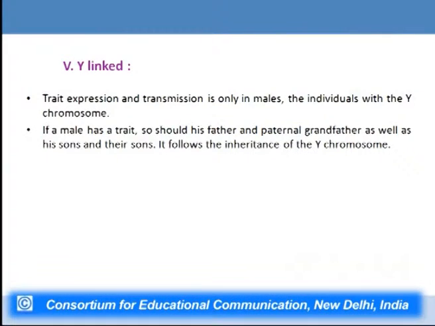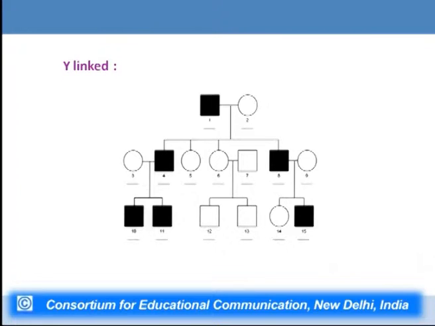The next type of inheritance is Y-linked inheritance, where trait expression and transmission is only in males, the individuals with the Y chromosome. Females do not express these traits. If a male has a trait, so should his father and paternal grandfather, as well as his sons and their sons. It follows the inheritance pattern of the Y chromosome. This is an example of a Y-linked pedigree. This pedigree chart shows that only the males are shaded.